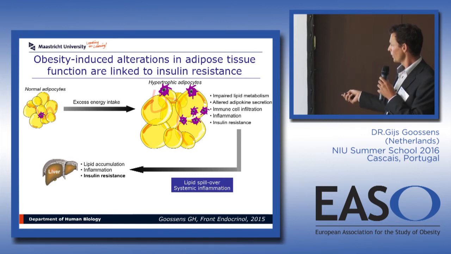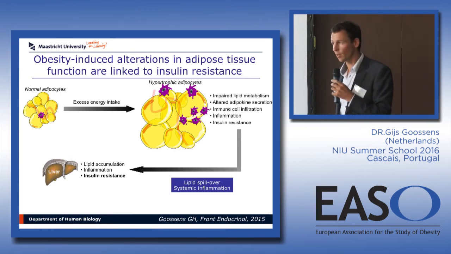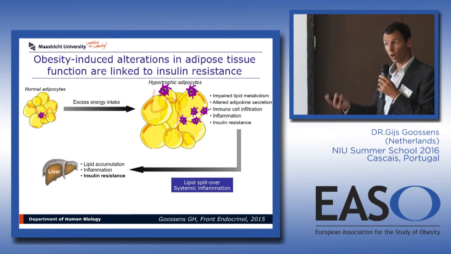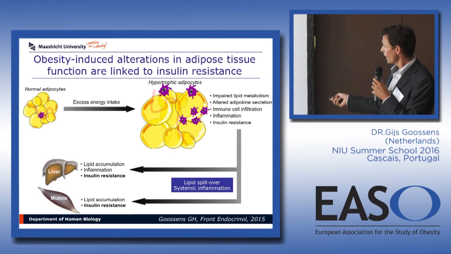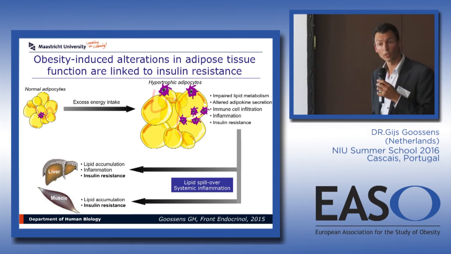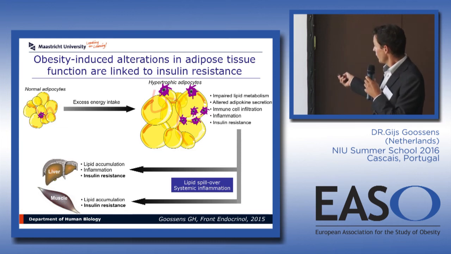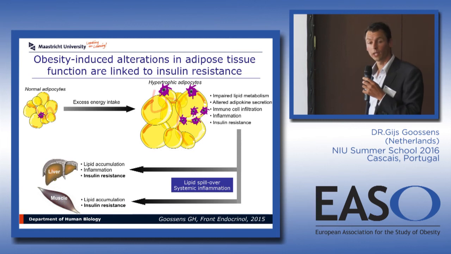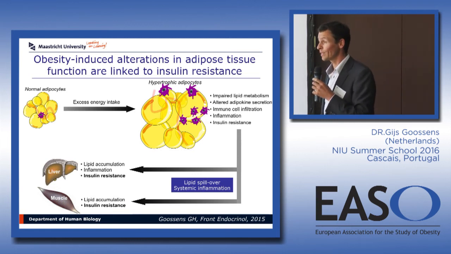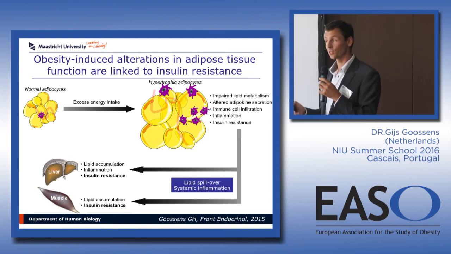So these lipids will be directed towards other tissues, such as the liver, but also skeletal muscle, the heart, the pancreas, all other tissues you can think of. And we know that lipid accumulation in liver and also in skeletal muscle is closely related to insulin resistance. And inflammation in adipose tissue might also contribute to systemic low-grade inflammation. Although I would like to stress that the evidence for this in humans is limited.